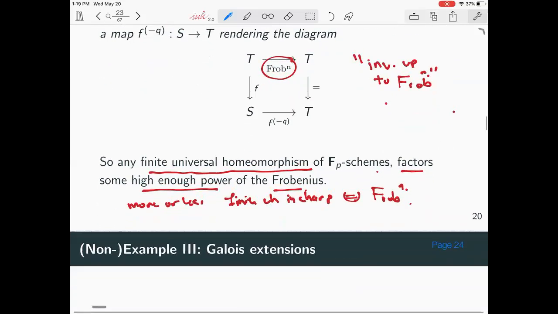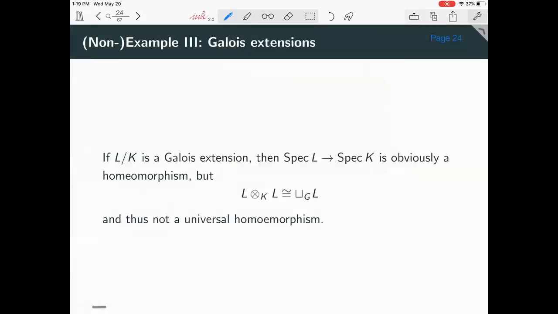Okay, so here's a non-example. It's slightly like the situation you know from undergrad. In undergrad, you might have taken a class in Galois theory, and people tell you that Galois extensions of fields are good, and inseparable extensions are terrible. But Galois extensions are not universal homeomorphisms. If you have a map from Spec L to Spec K, obviously it's point to point, so it's a homeomorphism.